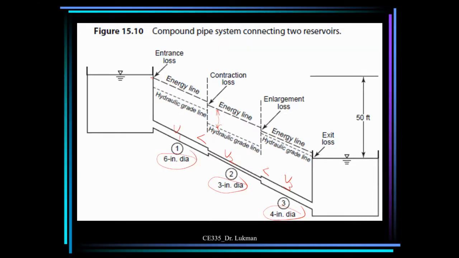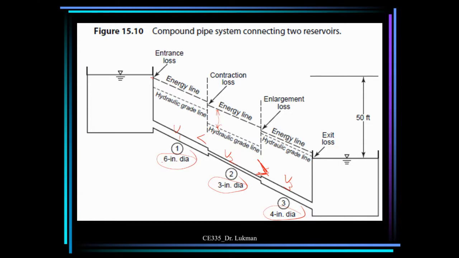V3 is V2. Sorry, this is greater than this. No, this is greater. V2 is greater than V3. Yeah, V2 is greater than V3. So V3 is less, and that is why you can see here the velocity head reduces as well.